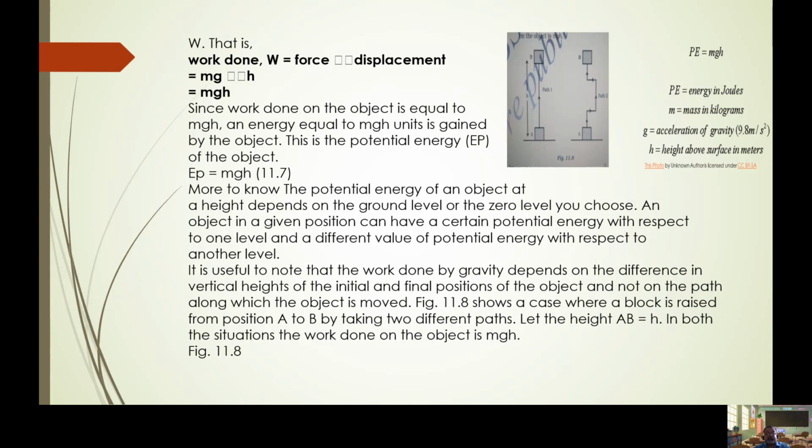It is useful to note that the work done by gravity depends on the difference in the vertical heights of the initial and final positions of the object and not on the path along which the object is moved. Figure 11.8 shows a case where a block is raised from position A to B by taking two different paths. Let height AB be equal to h. In both situations, the work done on the object is mgh.